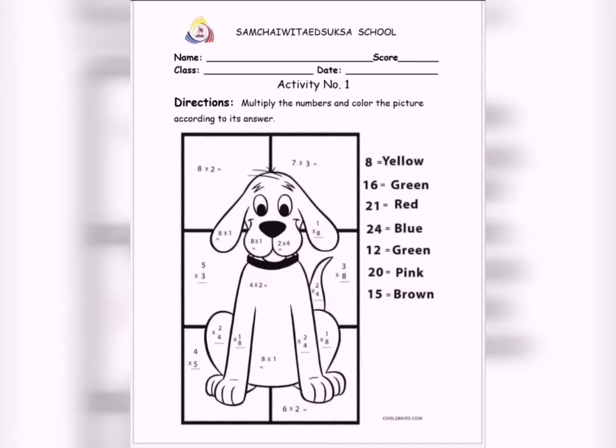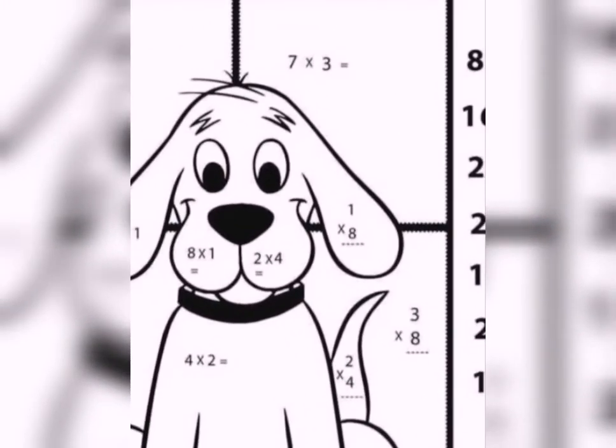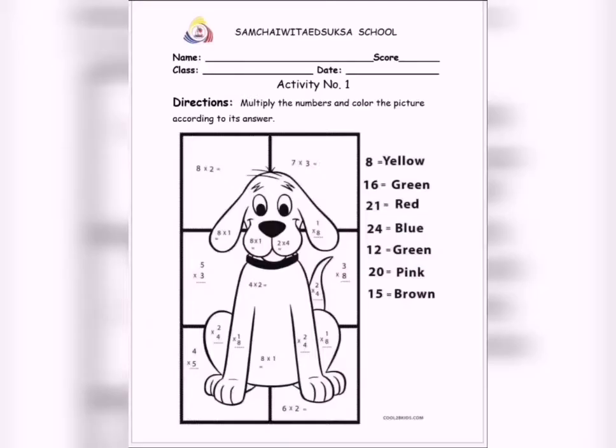Let's try to solve 8 times 1. So do you still remember in my last video, I taught about this already. So again, if we are going to multiply 1 with any number, the answer is always that number. So 1 times 8 is equal to 8. And here we have another number inside the dog's body. We have 2 times 4. So 2 times 4, how much is the answer?